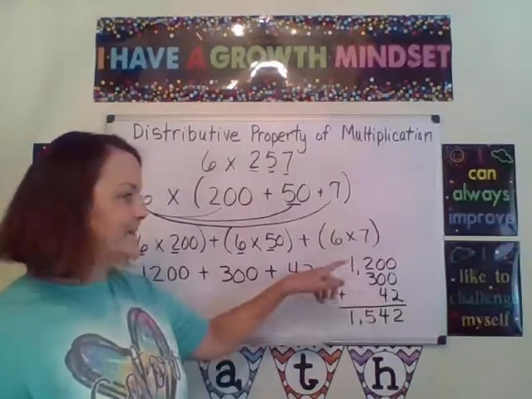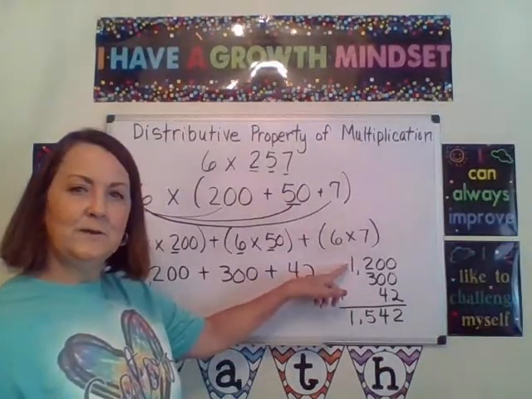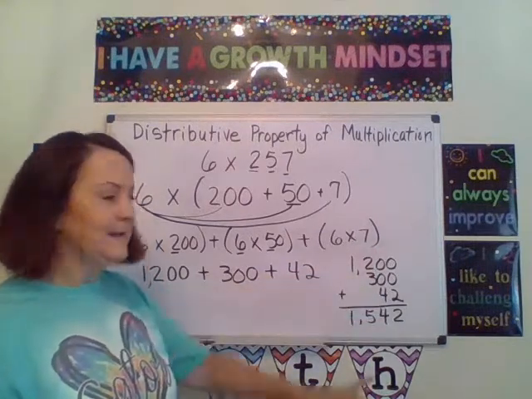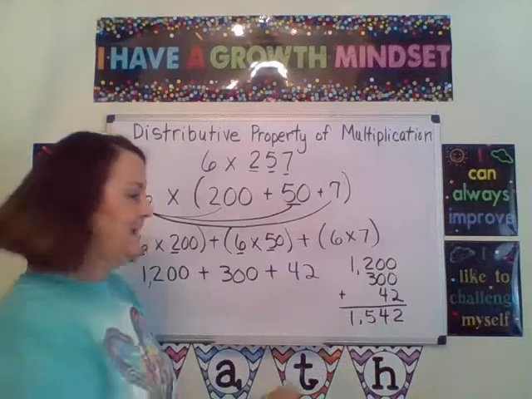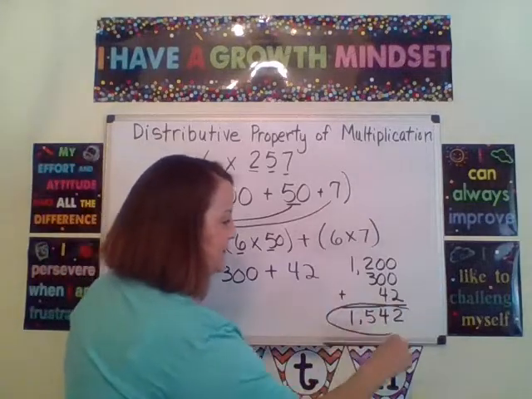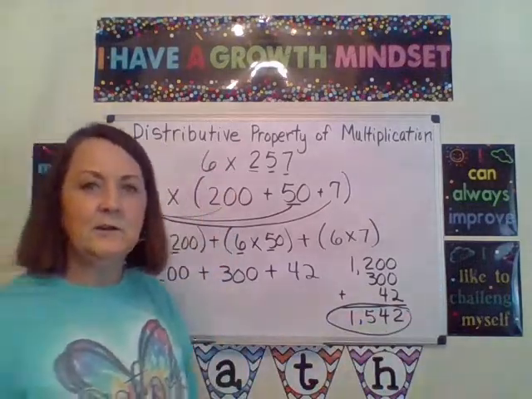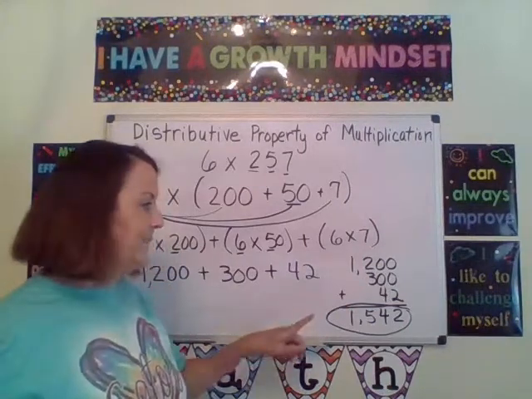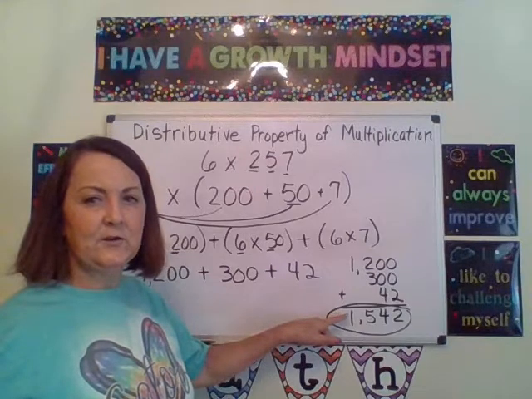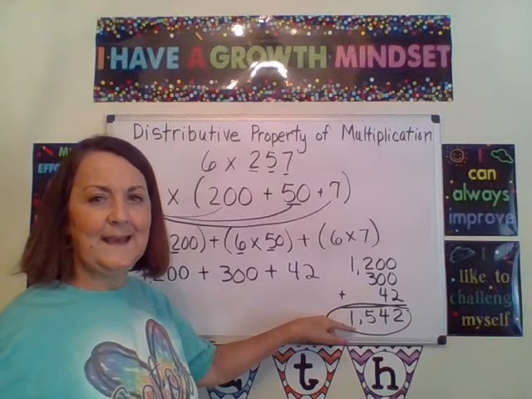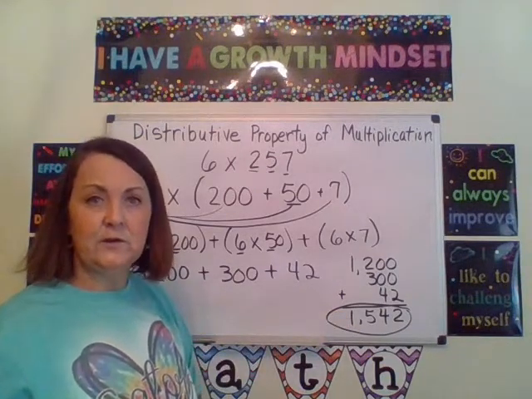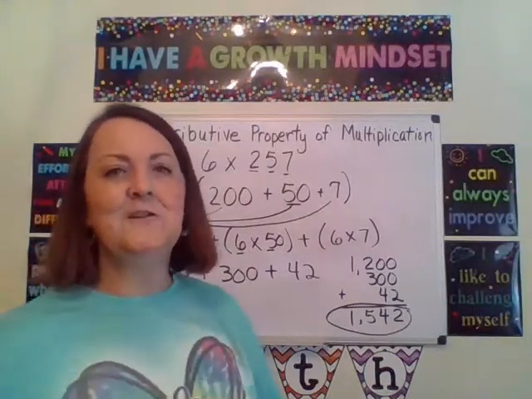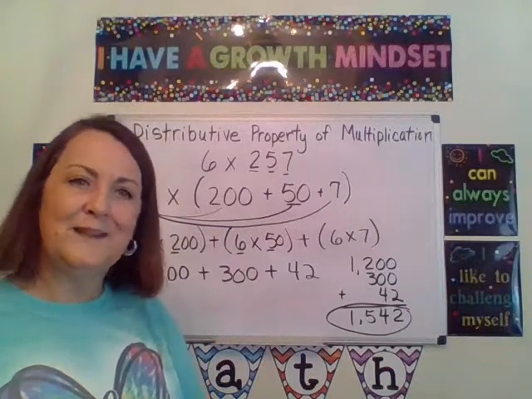All right, I stacked up my partial products, 1,200 plus 300 plus 42, by place value, lined it up. I did not have to regroup anything. And I always ask my boys and girls to circle their final answer. So make sure you circle your final answer so that it's easy to spot. And let's read this together. 1, 2, 3... 1,542. So guess what? You just did your first distributive property of multiplication.